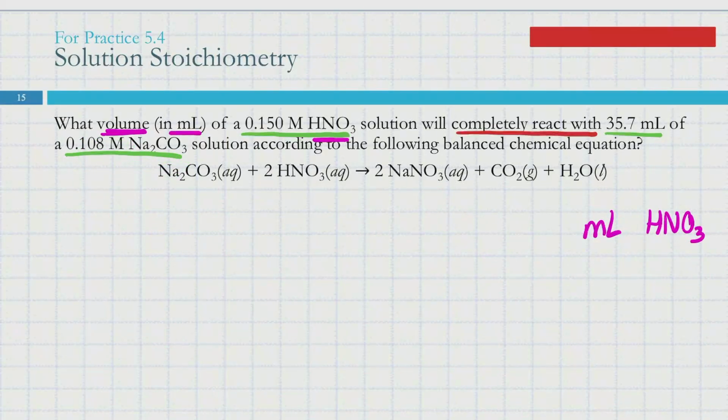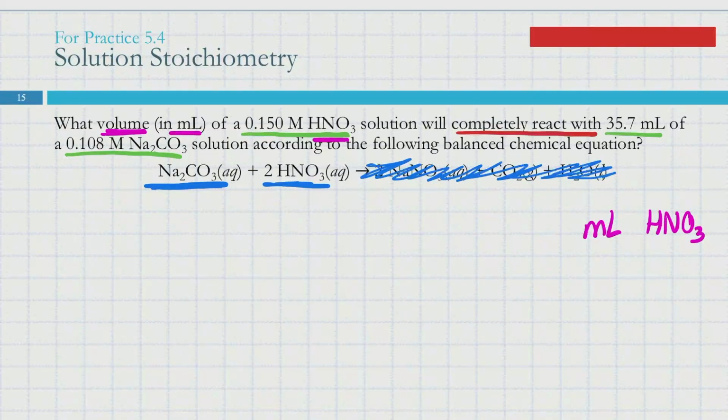What are the two chemicals we care about for this reaction? Yeah, we care about HNO3 because that's what we're going to be going to at the end, what we're finding. And we care about Na2CO3. So for our ratio step, our stoichiometry step, those are the two things we care about. We can ignore everything else in the equation. Ignore it. Get rid of it. We don't need it for this particular problem.